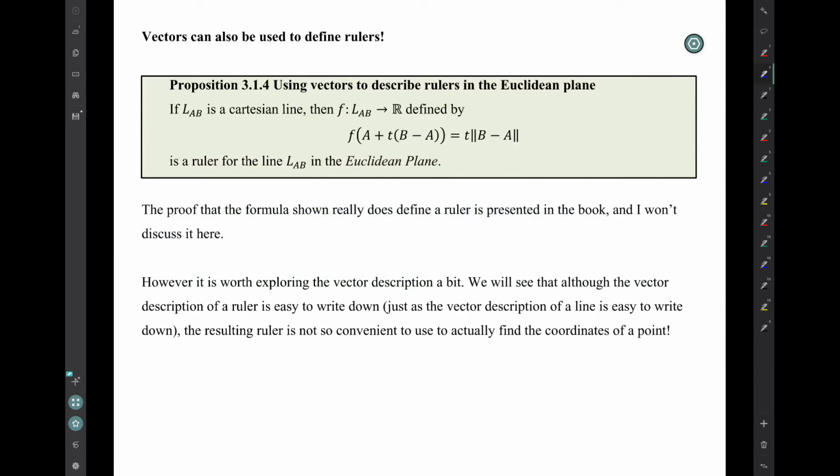Now, vectors can also be used to define rulers. So here's a proposition. If line AB is a Cartesian line, then this function from that line to the real numbers defined by that formula is a ruler for that line. Now, the proof that that really does define a ruler is presented in the book, and I won't discuss it here. But it's worth exploring the vector description a bit. We'll see that although the vector description of a ruler is easy to write down, just as the vector description of a line is easy to write down, the resulting ruler is not so convenient to use to actually find the coordinates of a point.